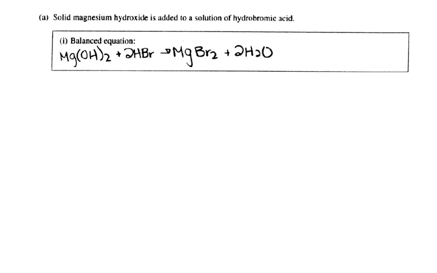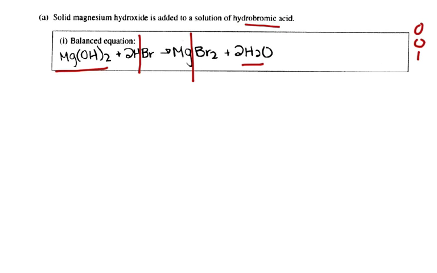Let's look at this person. Okay, solid magnesium hydroxide, HBr. That's a strong acid, so they should have split that up. So they just lost their reactant point. Now in the products, magnesium bromide should have been split up, so they just lost one of their product points. But they did get water, so they got one of the product points.